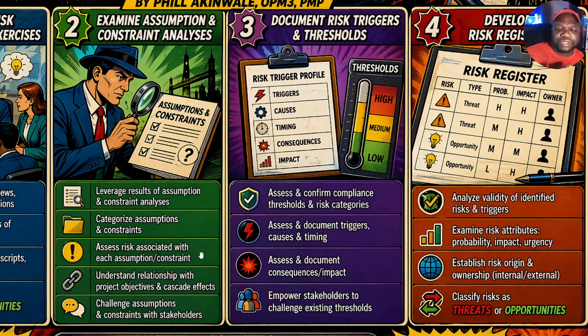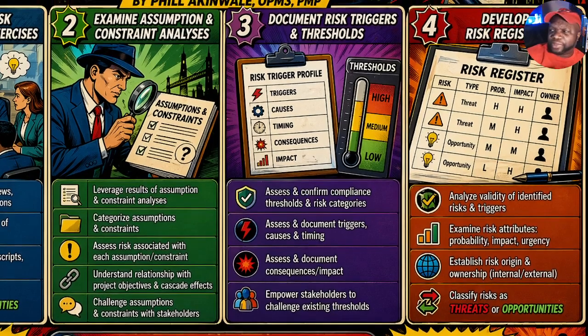We challenge assumptions, not in a draconian, threatening way, but in a safe space kind of way, like an Edward de Bono's six thinking hats kind of way. We challenge the assumptions and constraints with stakeholders. We make sure we're validating and vetting whatever we're deciding and whatever we're concluding. Number 3, document risk triggers and thresholds. A trigger is a warning sign that a risk is about to occur or has occurred.